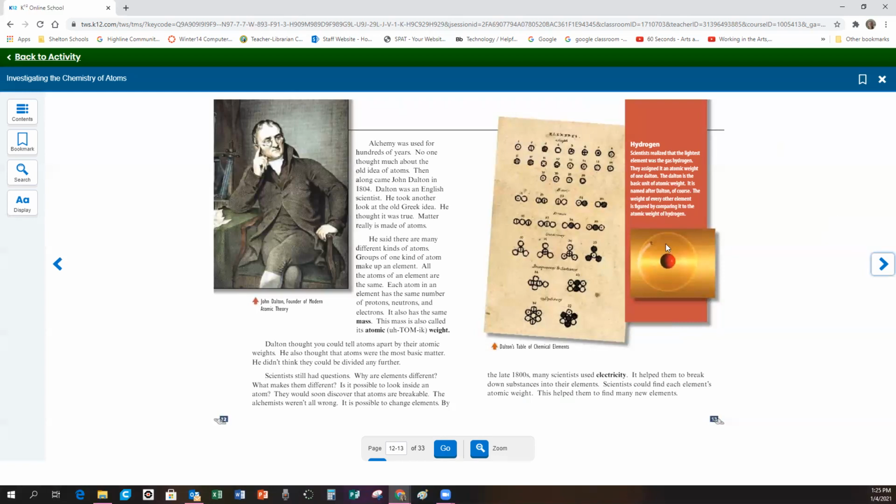And up here, this is a picture of hydrogen. Scientists realized that the lightest element was the gas hydrogen. They assigned it an atomic weight of 1 Dalton. The Dalton is the basic unit of atomic weight. It is named after Dalton, of course. The weight of every other element is figured by comparing it to the atomic weight of hydrogen.